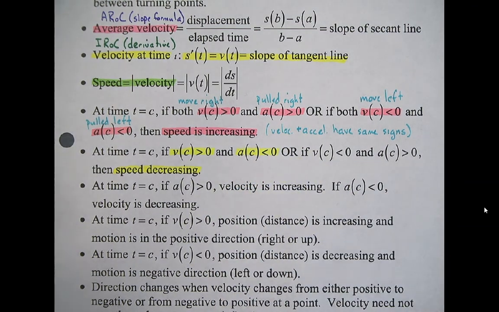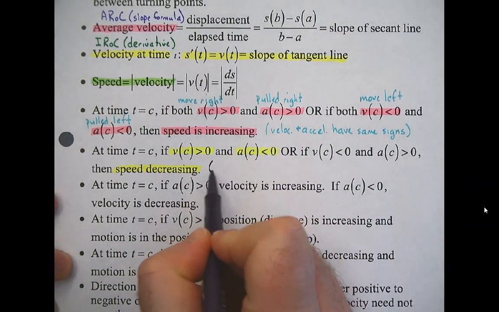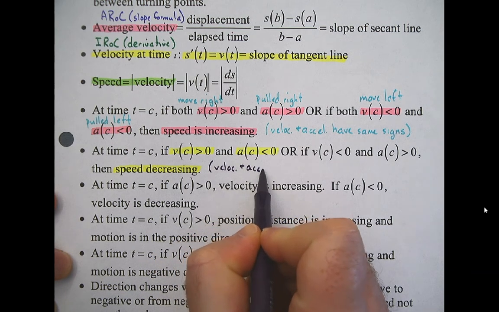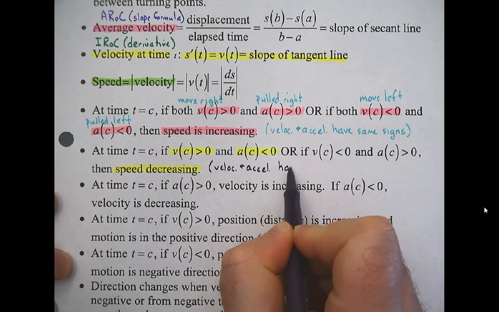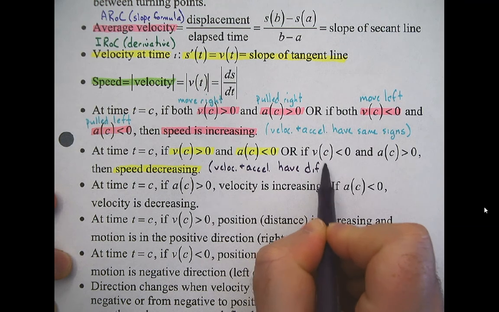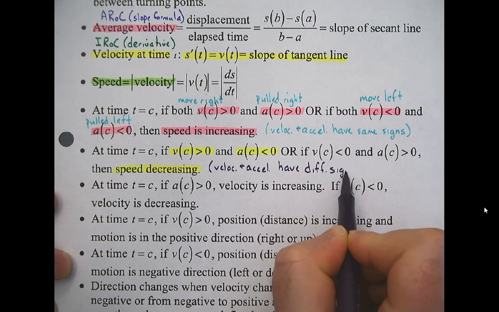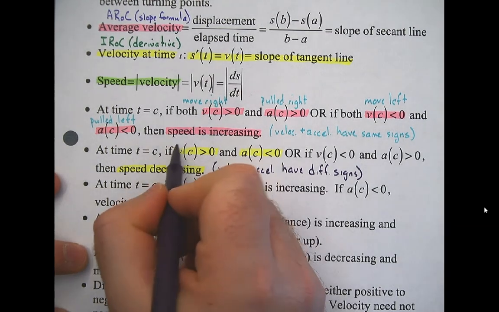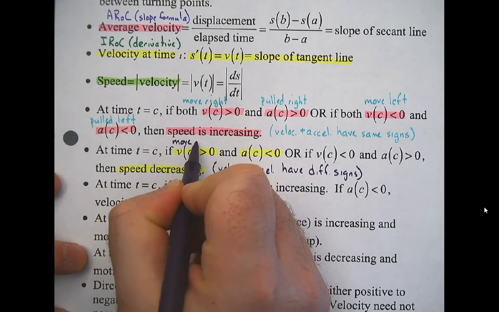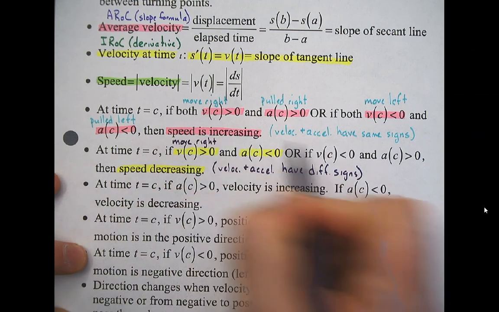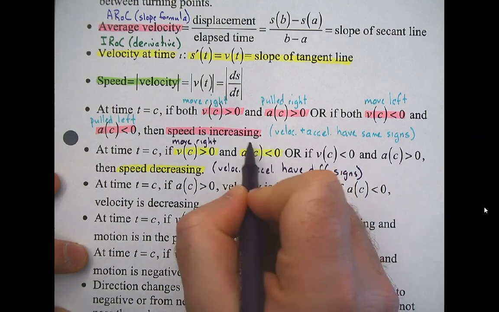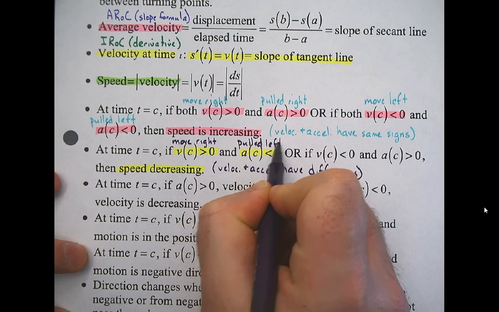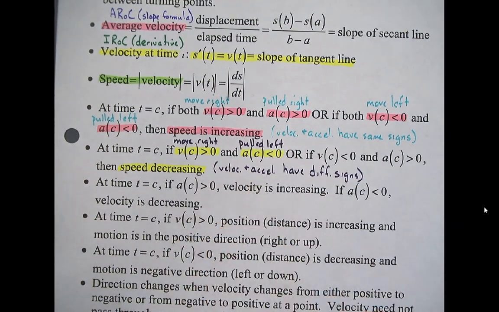So in other words, I'm going to put that underneath here. Velocity and acceleration have different signs. So if my velocity is positive, I'm moving to the right. But if my acceleration is negative, I'm getting pulled to the left. So if I'm moving right but getting pulled left, I'm going to slow down.